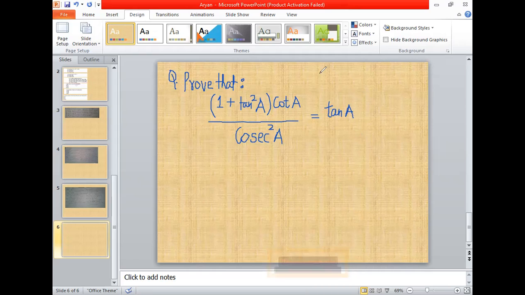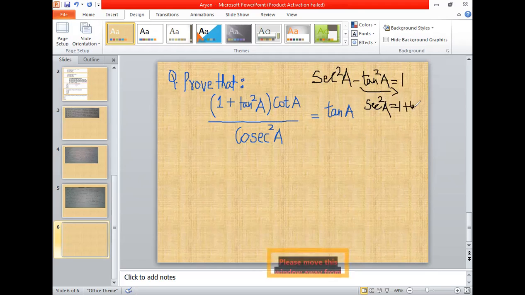We know that sec square a minus tan square a is equal to 1. What we will do, we will take this tan square a to the right hand side. So we can write sec square a is equal to 1 plus tan square a.